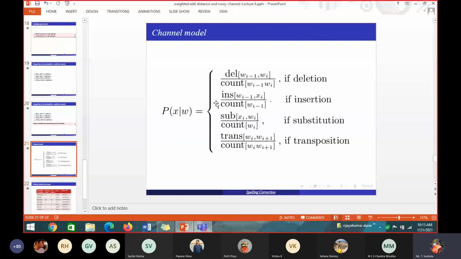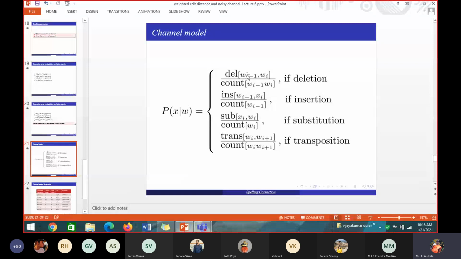So this formula counts how many times the characters W_i minus 1 and W_i occur together in my corpus, that is XY together occurring in my corpus. Among those, the numerator is how many times W_i is deleted after W_i minus 1, that is, how many times XY occurs and in that, how many times X alone occurs in my error corpus. Okay, so that we call deletion.